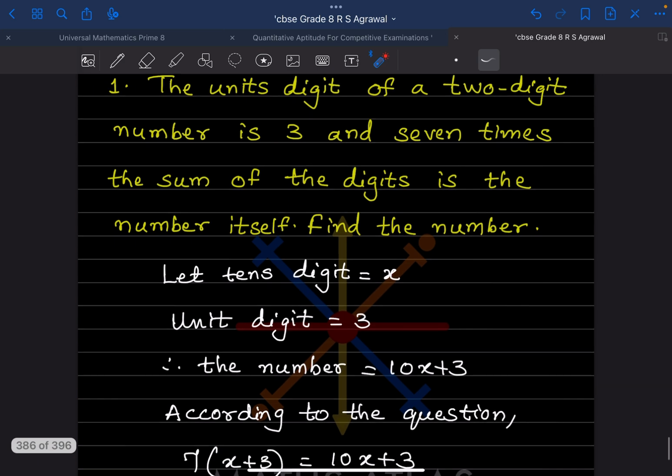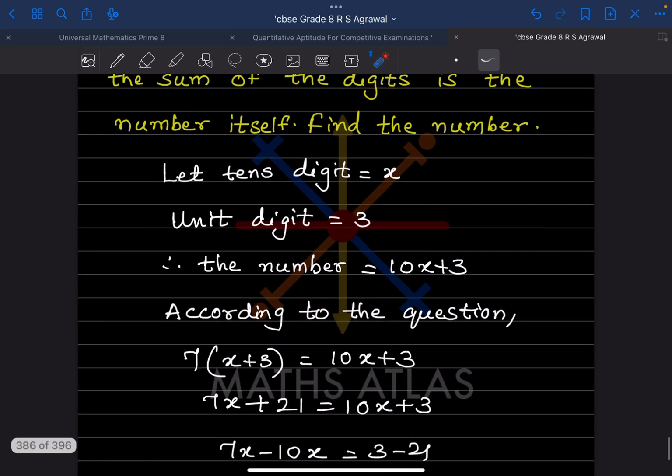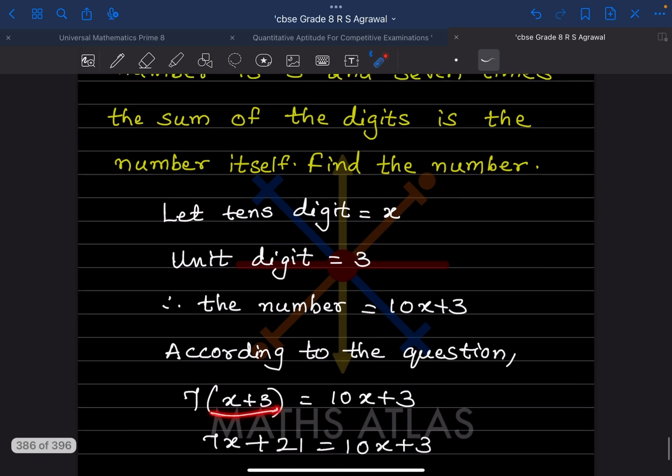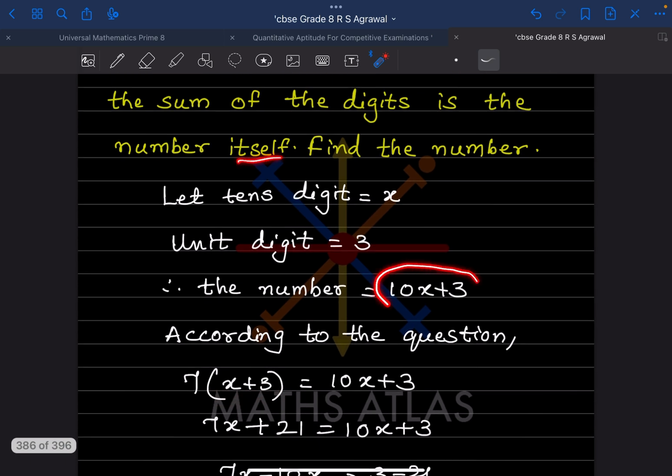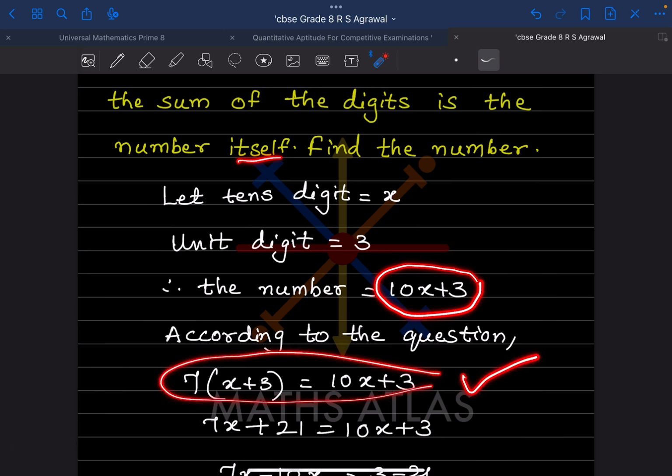So now what will you do? According to the question, the unit digit of a 2-digit number is 3 and 7 times the sum of its digits is the number itself. So 7 times, what did they say? The sum of the digits. We have considered this as x and this as 3, so when you add both of them, that is going to be x plus 3. So 7 into x plus 3 is the number itself. We got the number as 10x plus 3. So this step is important.